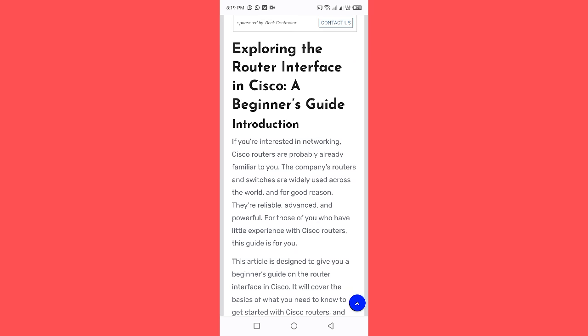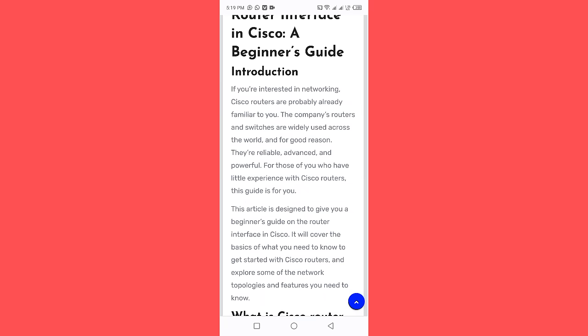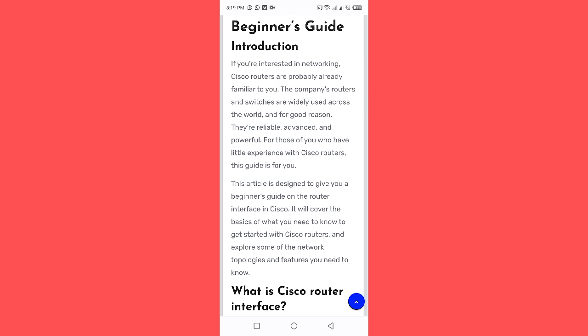If you are interested in networking, Cisco routers are probably already familiar to you. The company's routers and switches are widely used across the world, and for good reason. They are reliable, advanced, and powerful. For those of you who have little experience with Cisco routers, this guide is for you.